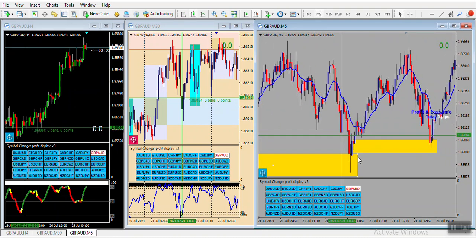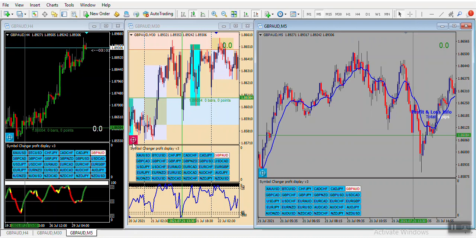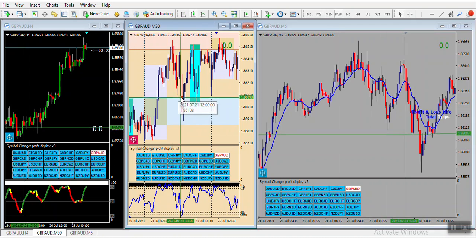Let me remove this. So GBP AUD, this is the zone. So we have a zone here, and this is it. So we trace it back here. The last bearish candle we have here is this one on the 30 minutes time frame. But I told you we are not going to be using the last bearish candle before the upward move on the 30 minutes time frame. We are using the 5 minutes time frame.